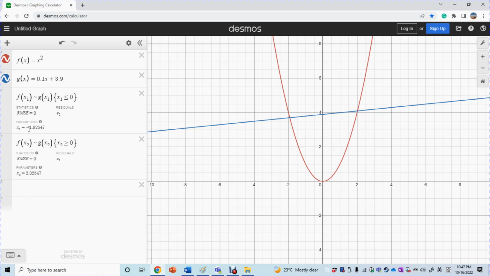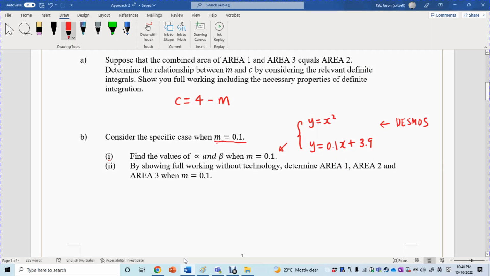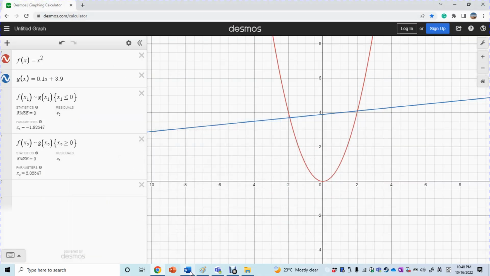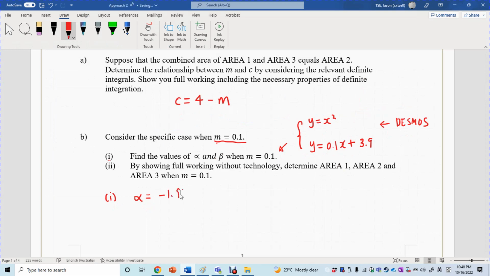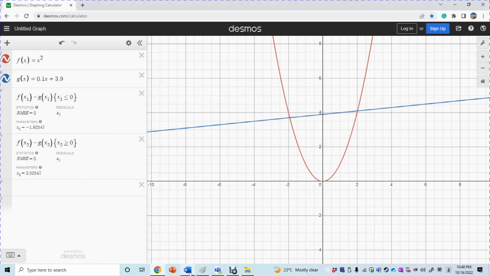So if we go back to our notes, we can say my alpha value is minus 1.9257, and my beta value is just 2.